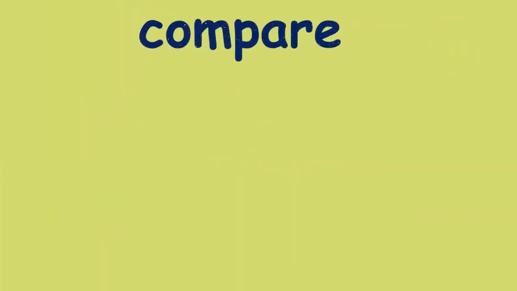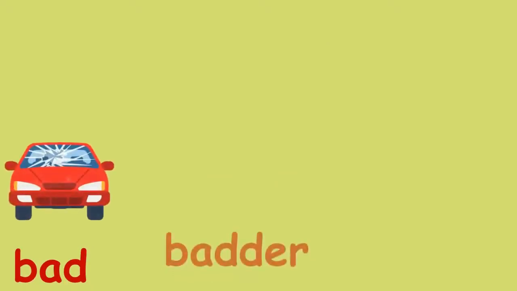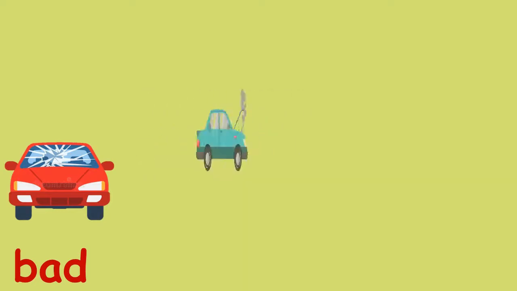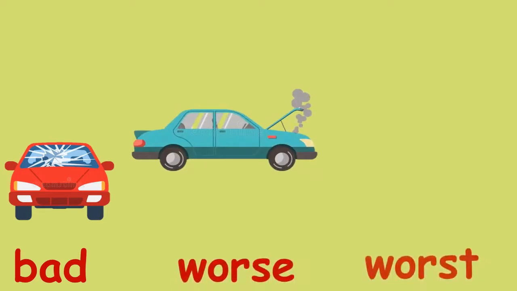Let's look at another one. Remember, we're going to compare these adjectives. Bad. Oh, look at that car. It's bad. It's got a cracked windshield. Yesterday, we learned to put -er on the end of the word. Better? No, that's not a word in English. We would say worse.